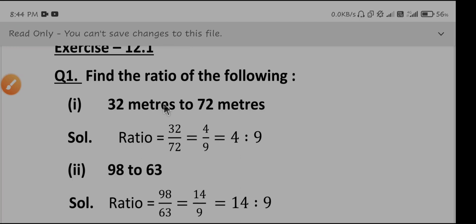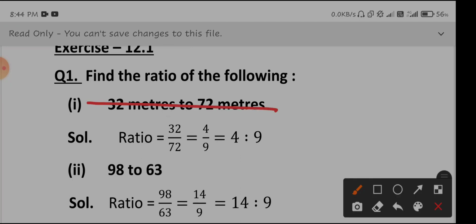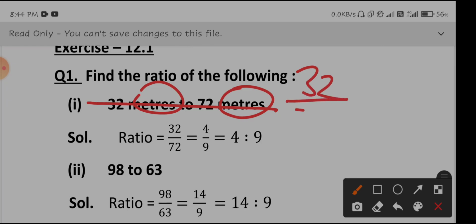So how to find the ratio? It is given 32 meters, 72 meters. You can see both are in same unit, so we can write it as 32 upon 72. Now you have to take a number by which both numbers should be divisible. So if you take 2 also, but directly we have taken 8.